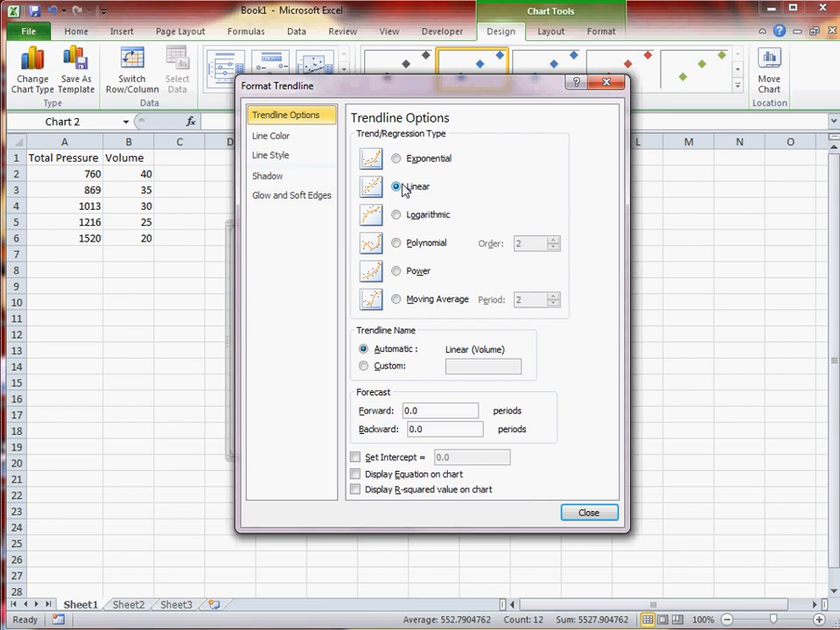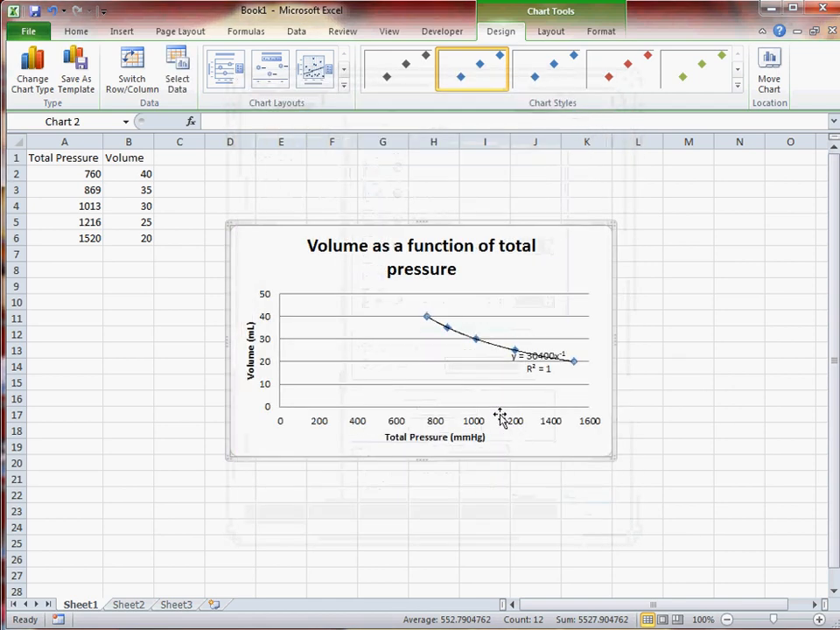Well, it's not linear. That's obviously not a straight line. It curves. It's not exponential. It's like a 1 over x thing, which is actually a power. It's x to the -1, because then you do the reciprocal. It doesn't matter. Okay, don't worry about this. And then we're just going to do display equation on chart and display our R squared value.